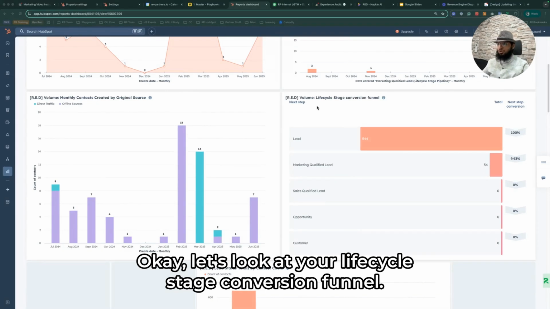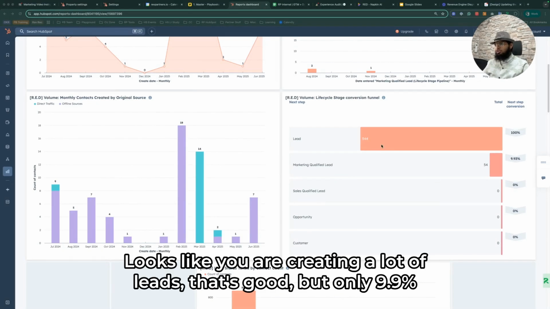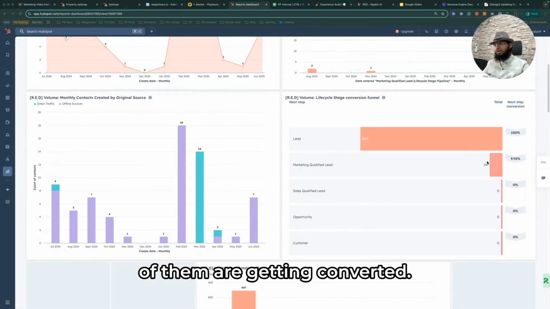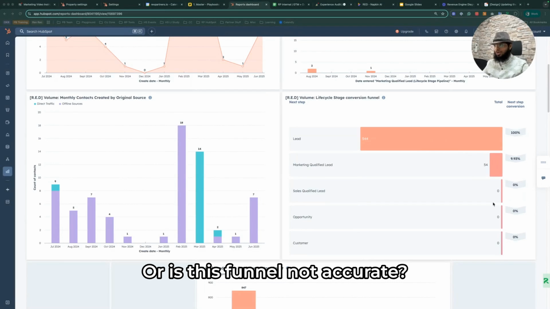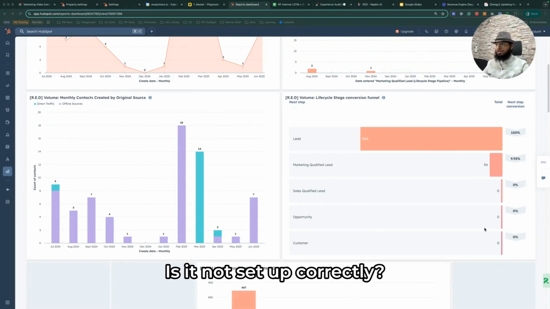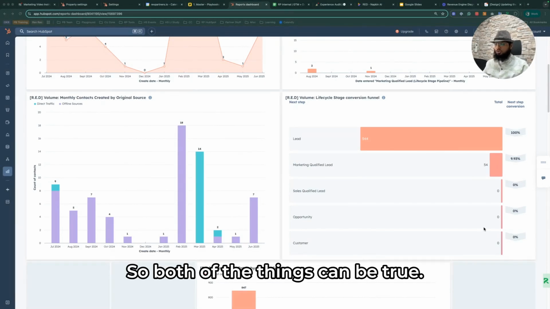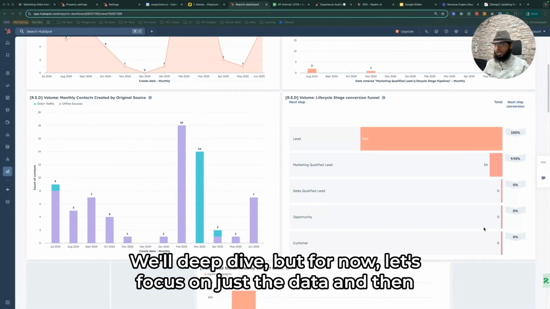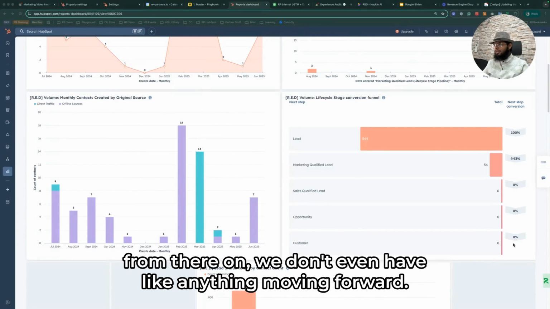Okay, let's look at your lifecycle stage conversion funnel. Looks like you are creating a lot of leads, that's good, but only 9.9% of them are getting converted. Or is this funnel not accurate? Is it not set up correctly? Both of the things can be true, or one of the things can be true. We'll deep dive, but for now let's focus on just the data, and then from there on we don't even have anything moving forward.